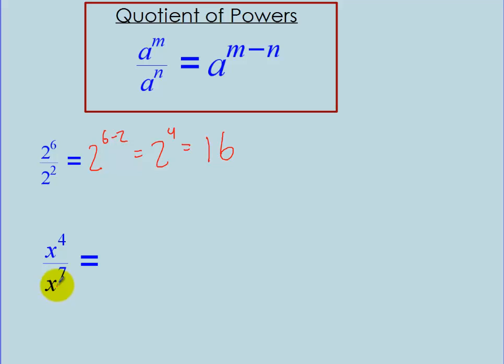Over here, x to the 4th over x to the 7, it'll be x to the 4 minus 7, which is going to be x to the negative 3, and using our negative exponent properties, I can rewrite that as 1 over x to the positive 3.